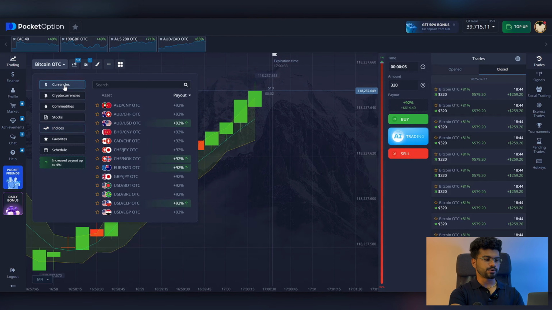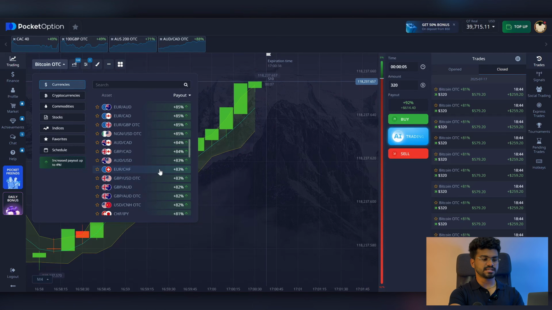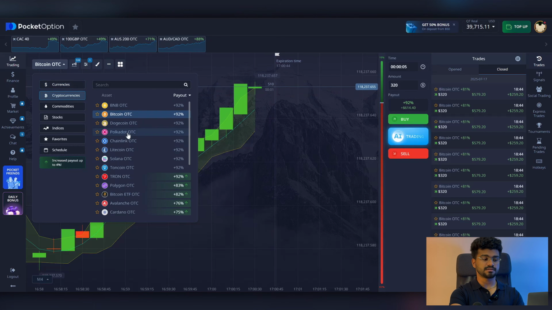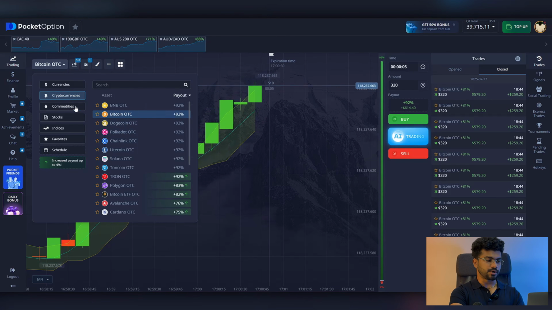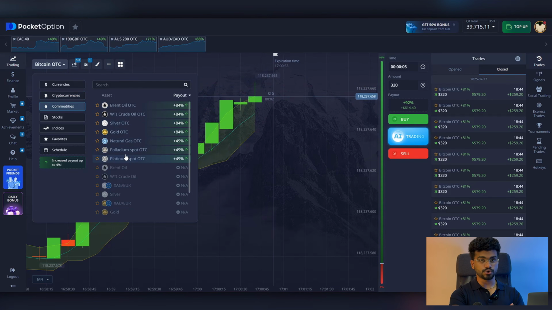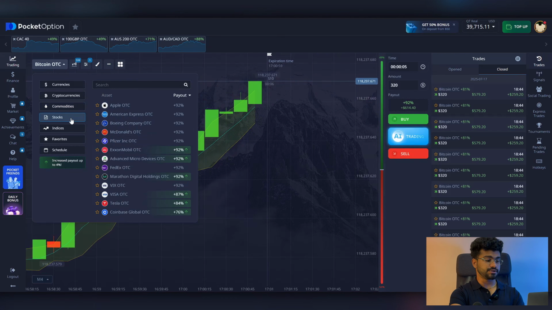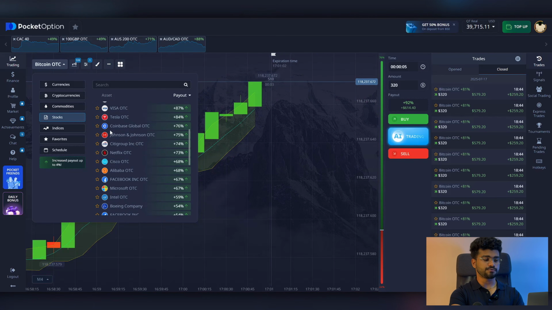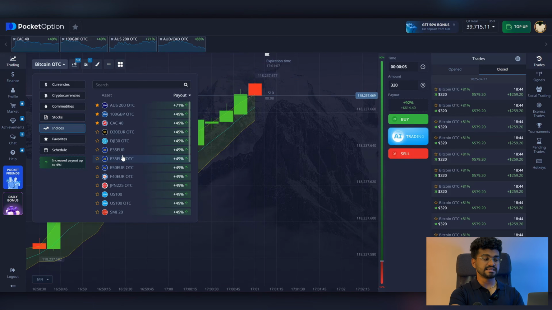If you click on currencies, you can see that many currency pairs are labeled here, and you can see the payout percentage of each. And in cryptocurrencies, you can see the most popular items like Bitcoin, Ethereum, USDT, etc. And if you go to commodities, here you can trade with gold, silver, or even oil. And below you have stocks, where you can find big companies like Microsoft, Apple, Facebook, and Intel. And in indices, we can see many indices like S&P 500, Nasdaq, or even some of the world's global markets.